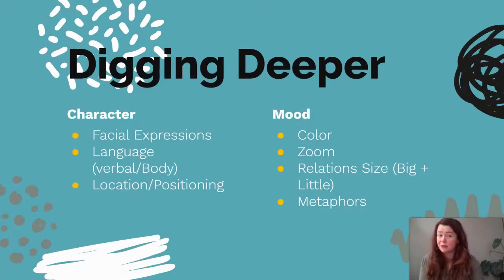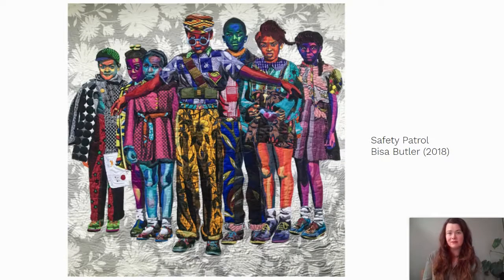Visual literacies also help us with mood. The color tells us a lot about what we might feel. Zooming in or out helps us understand what to pay attention to. Whether things are really small or quite large can tell us what the author feels is valuable. Even metaphors can be at play with visual literacies. Let's take a look again at Bisa Butler's Safety Patrol and get some more clues. Do you notice anything different now? Are your visual literacy tools helping you learn more about Safety Patrol?